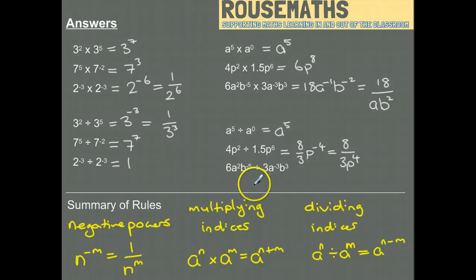Okay, and now for this last one here, we've got 6 divided by 3, which is 2. We've got a to the power 2 divided by a to the minus 3, so that'll be 2 take away negative 3. So we have a to the power 5, and then we're going to have b to the minus 5 divided by b to the 3, which will be minus 5 minus 3. So we'll have b to the negative 8. So our final answer is going to be 2a to the power 5 over b to the power 8.